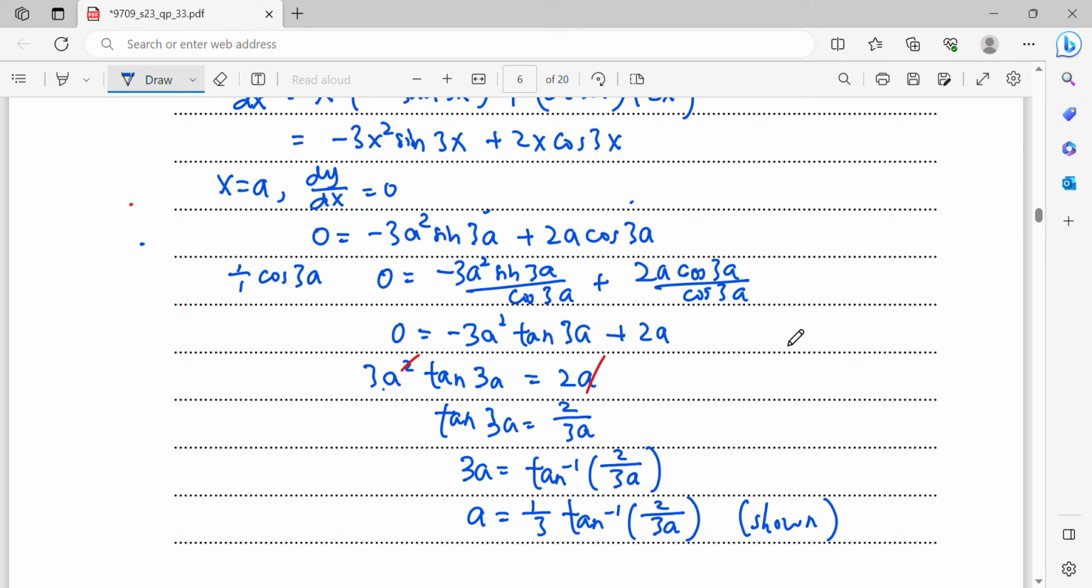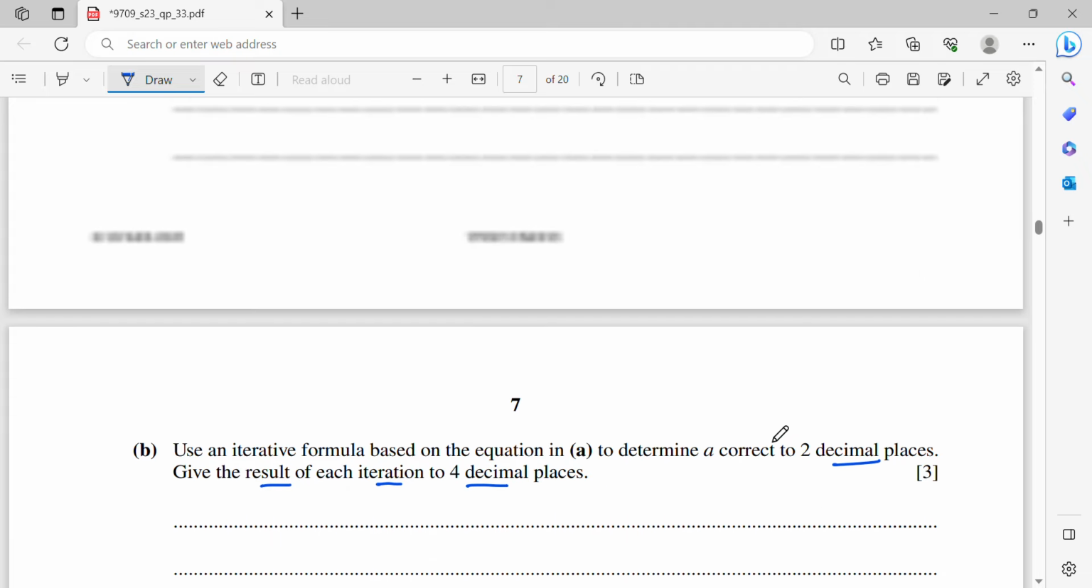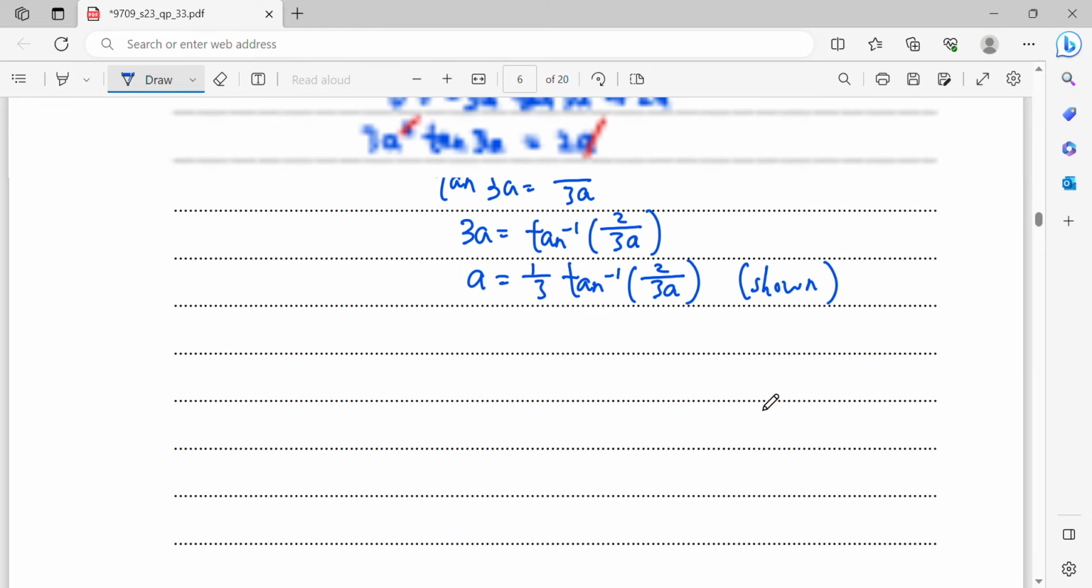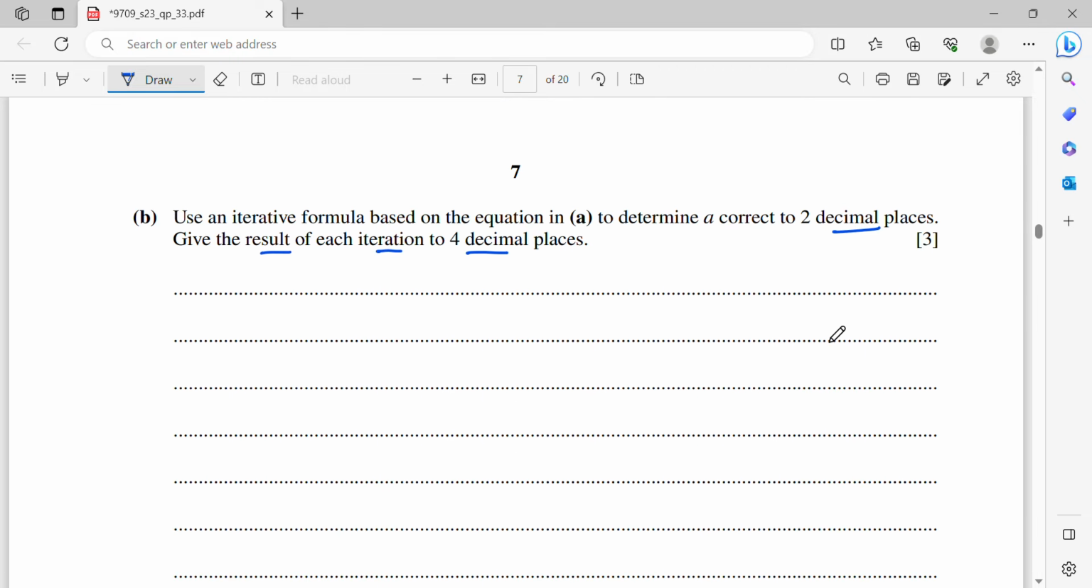Alright, so we have done for this part. Let's look at the next part. Now B, use an iterative formula based on the equation in A to determine A correct to 2 decimal places. Give the results of each iteration to 4 decimal places. So now I have to rewrite my A and add on the subscripts to make it an iterative formula.